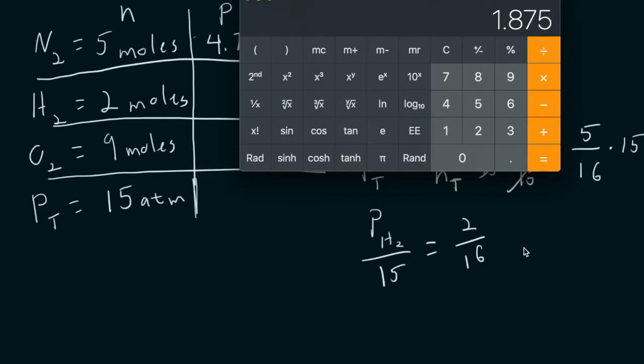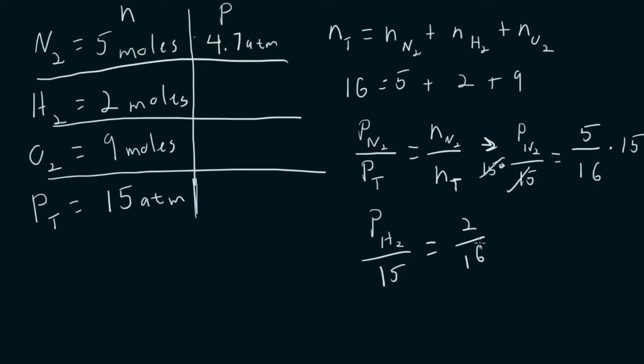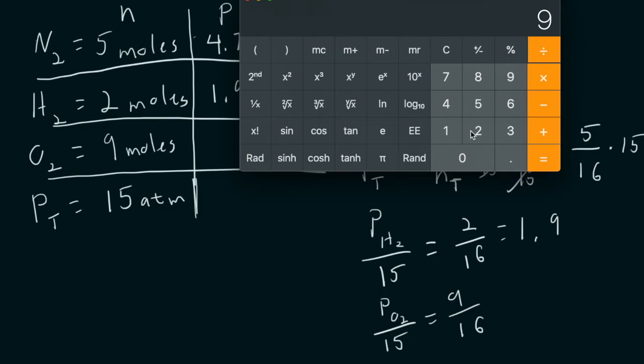We're going to get 1.875. So let's just call that an even 1.9. It's going to be 1.9 atmospheres. And then lastly, the O2. We're going to have pressure of O2 divided by 15 equals number of moles of O2 divided by the total number of moles. So 9 divided by 16 times 15. Just some simple algebra here. So that's going to be 8.4.